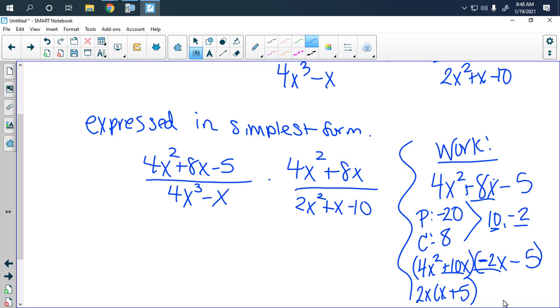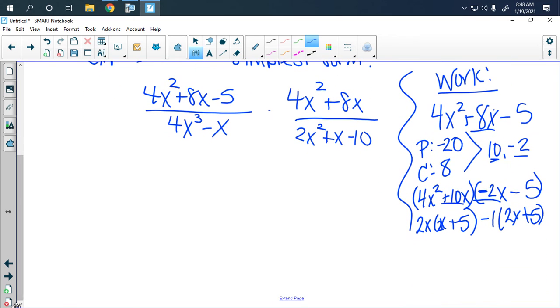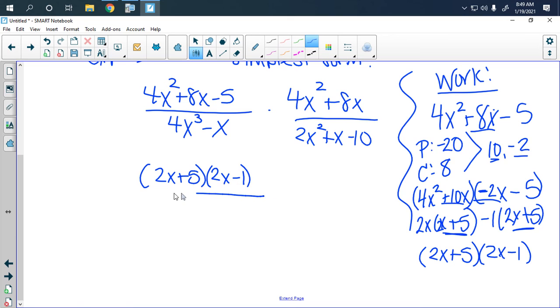Here the first number in the parentheses is negative, so I should take out a negative 1, leaving me with 2x plus 5. And over here I've lost my 2 there. 4x squared divided by 2x would give you 2x. And then now 2x plus 5, these two are the same. Rewrite that one time, times 2x minus 1. Okay, so now I can go back up here and replace that first numerator with 2x plus 5 times 2x minus 1.